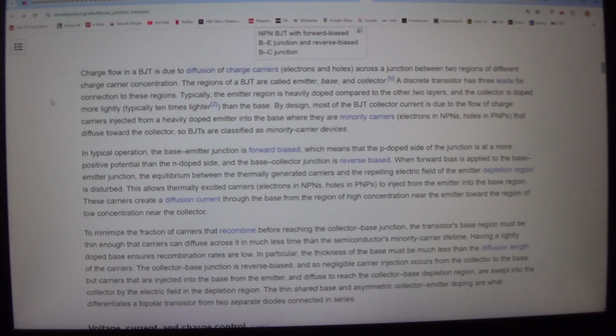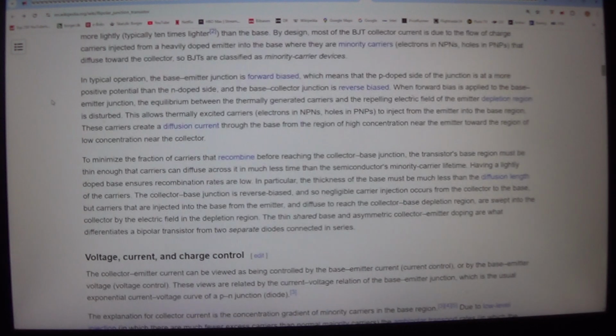Typically, the emitter region is heavily doped compared to the other 2 layers, and the collector is doped more lightly, typically 10 times lighter, than the base. By design, most of the BJT collector current is due to the flow of charge carriers injected from a heavily doped emitter into the base, where they are minority carriers, electrons in NPNs, holes in PNPs, that diffuse toward the collector, so BJTs are classified as minority carrier devices.